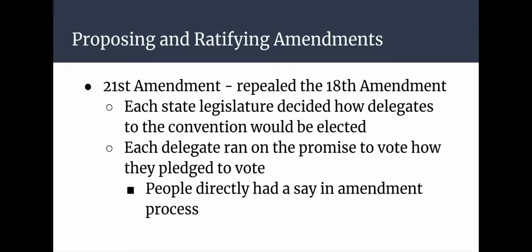So let's look at that example real quick. With the 21st Amendment, each state legislature decided how delegates to the convention would be elected. And then each delegate ran on the promise to vote how they pledged to vote. So the people directly had a say in the amendment process, even though it was a representative government.